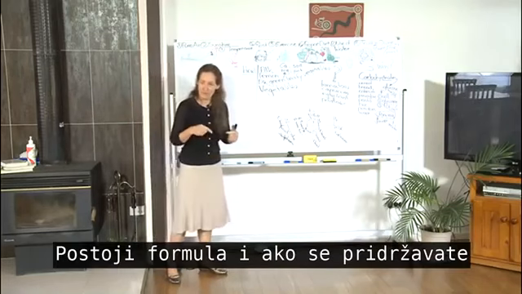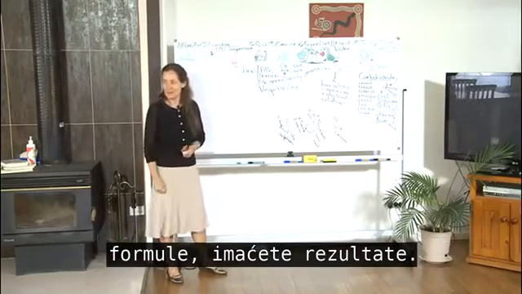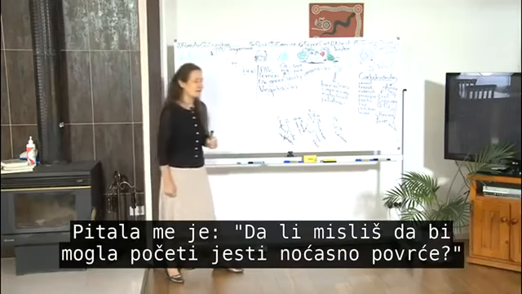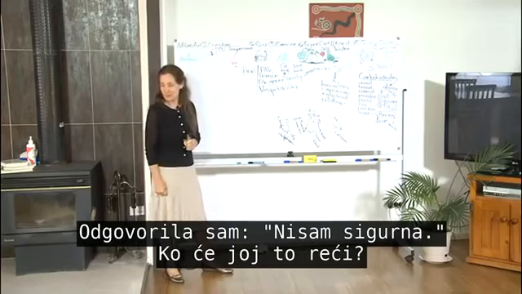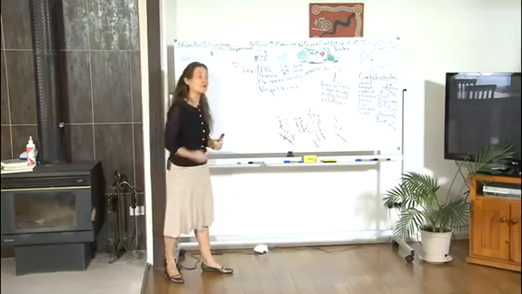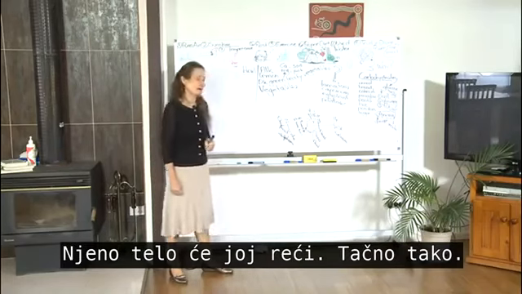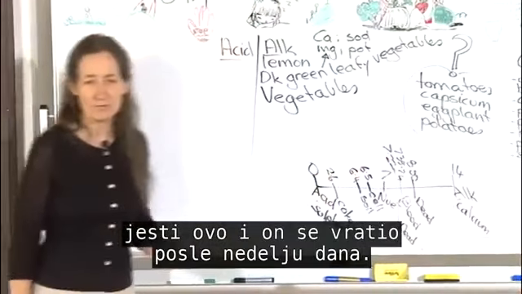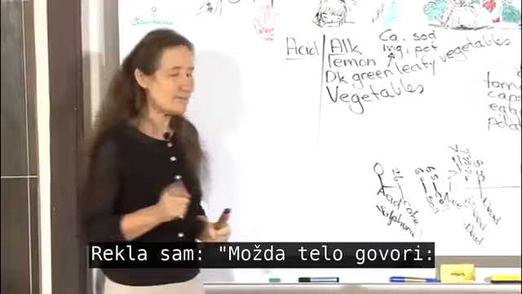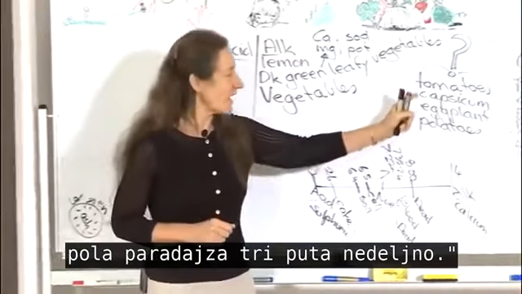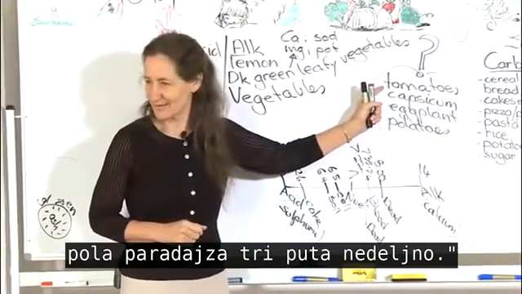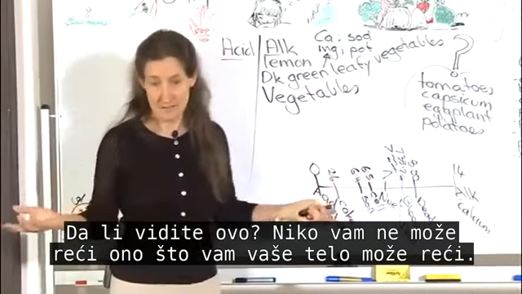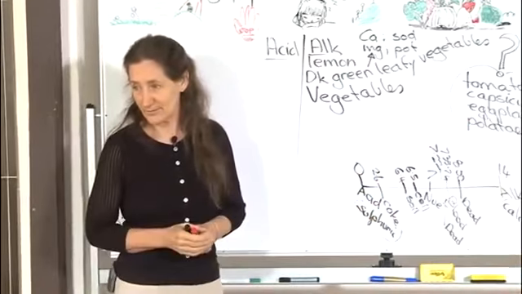You see, there is a formula, and if you abide by the formula, you will get the results. She said, do you think I could start eating some of the nightshades? I'm not sure, I said. Who will tell her? Her body will tell her. Absolutely right. One lady conquered her arthritis, started eating this, and in 1 week it was all back. I said, well, maybe the body's saying half a tomato 3 times a week. You see this? No one can tell you what your body can tell you.